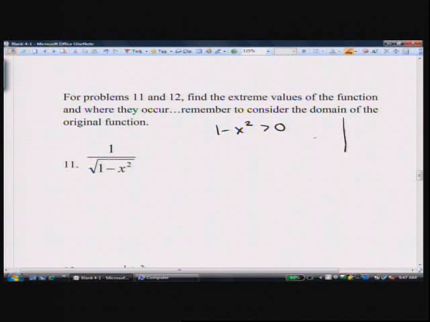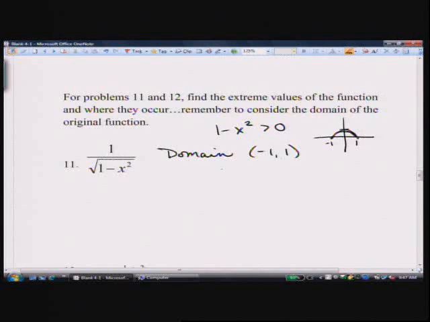This is your friend the parabola shifted up 1 and then reflected. So it's from negative 1 to 1 is the only place that this is going to be defined. The rest of it is not going to work. Okay? So the domain is negative 1 to 1.